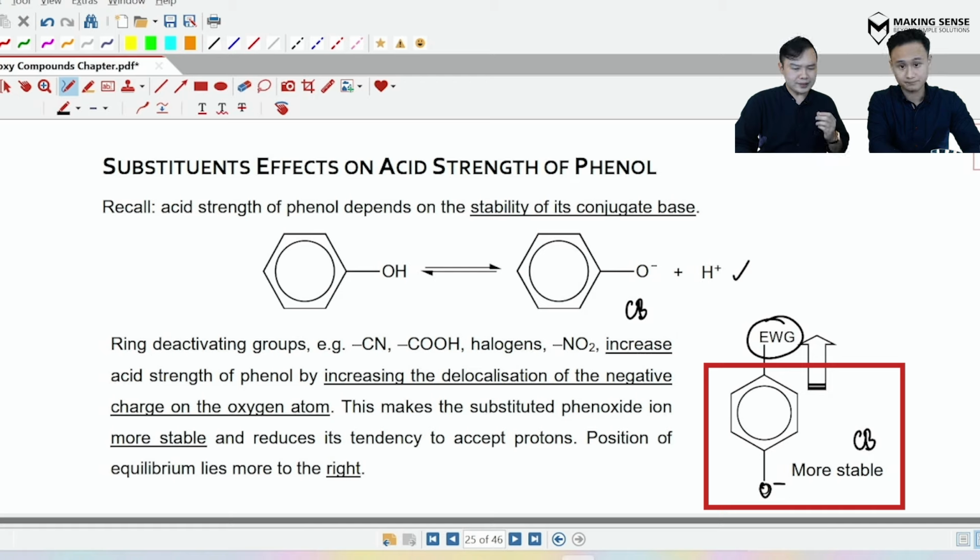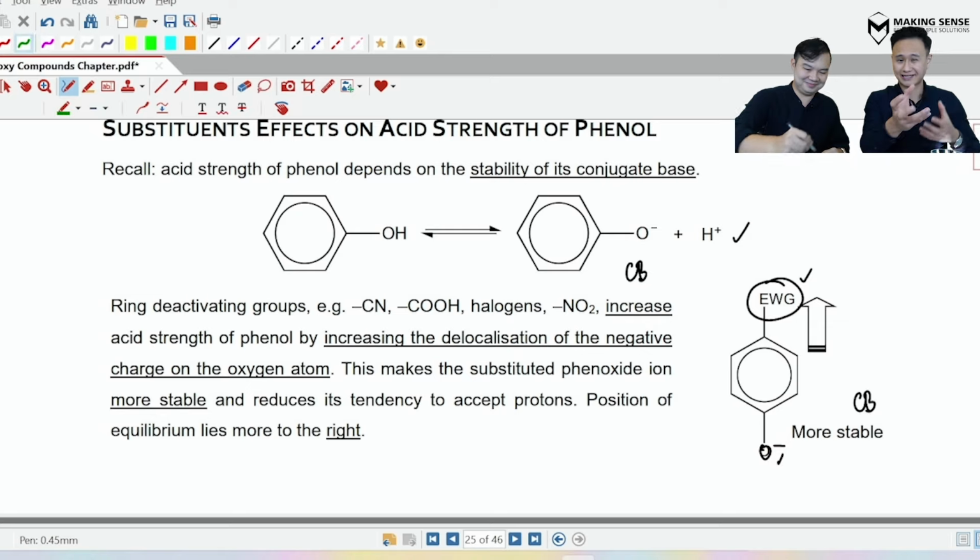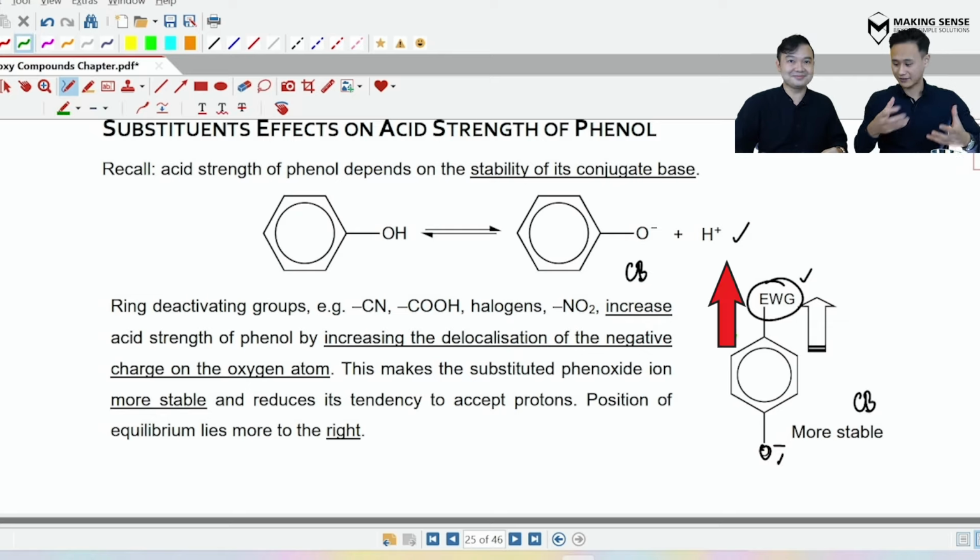Now let's take a look at what happens if I decide to put an electron withdrawing group onto my benzene ring. Now, Mr. Tim, think about this. If I have an electron withdrawing group, can you tell me something, what's going to happen to the O- over here? Well, if it's electron withdrawing, it's going to suck electrons from that ring, from the benzene ring even more. So it's going to disperse the negative charge even better.